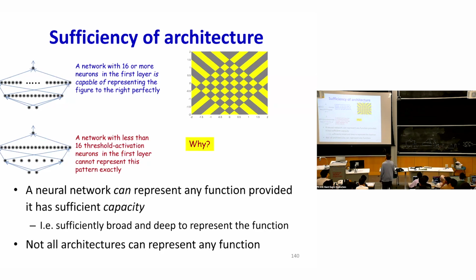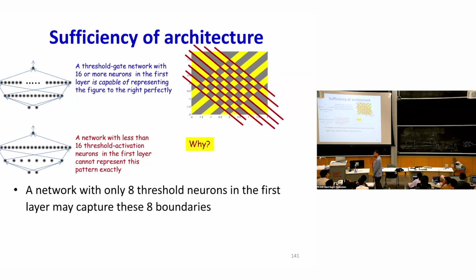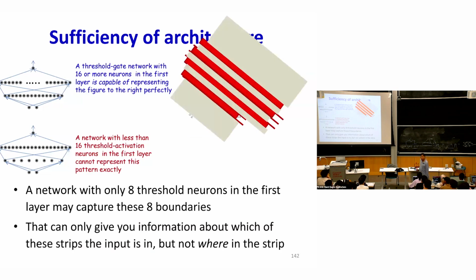So similarly, because what those 8 neurons are going to tell you is whether the input is on the left or the right of some arbitrary set of 8 lines. So it might tell you just this. It's going to tell you in which of these strips the input lies, but there is no additional information. It doesn't tell you where in the strip the input lies, which means that the subsequent layers can never hope to catch up. The information is quite gone.